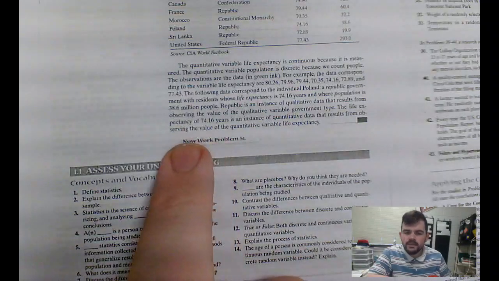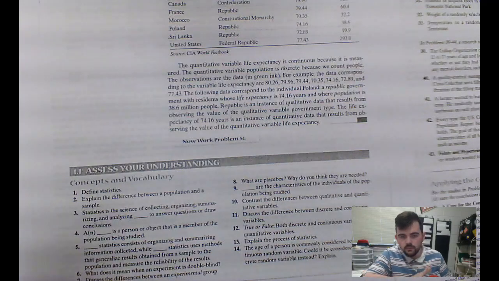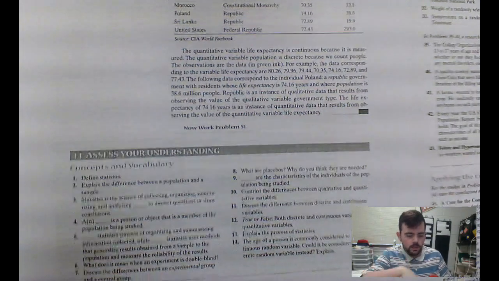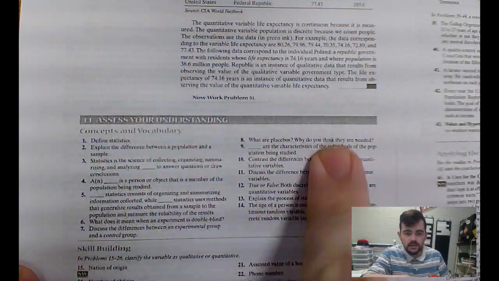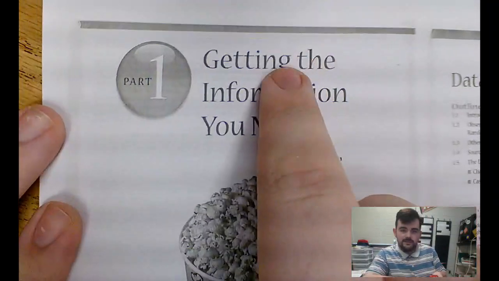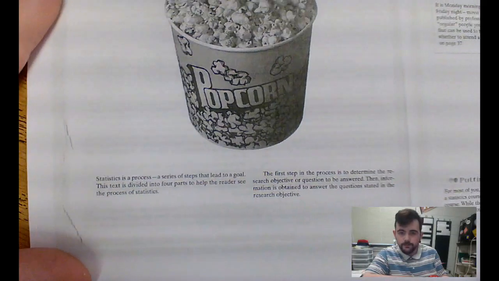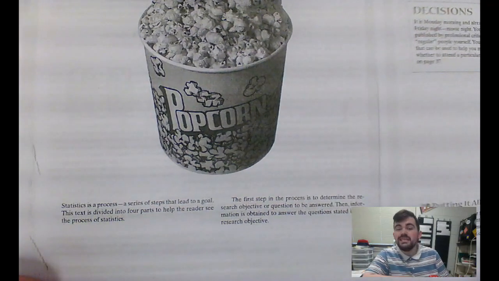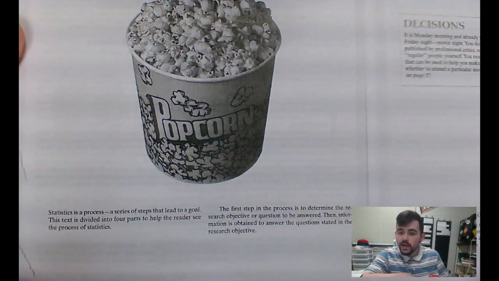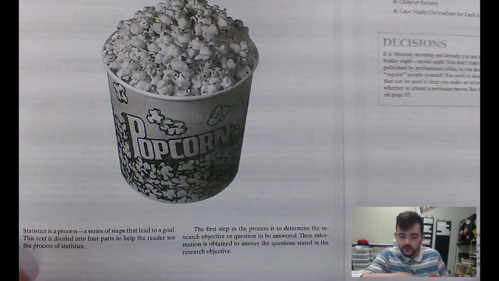And by the way, there's these little boxes throughout that say, now work problem 51. Don't worry about that. Don't work the problems in the middle. Just try to answer these key concepts. So, start here, getting the information you need. Statistics is a process. Start there, okay? Take about 20, 25 minutes. Make sure you're trying to answer those questions, okay? So, pause the video, give yourself a good second, and then we'll come back together.